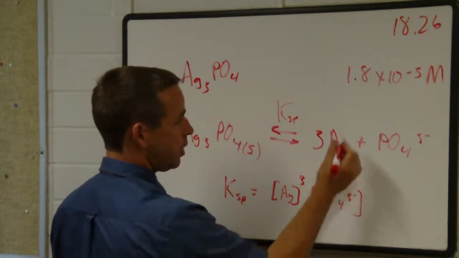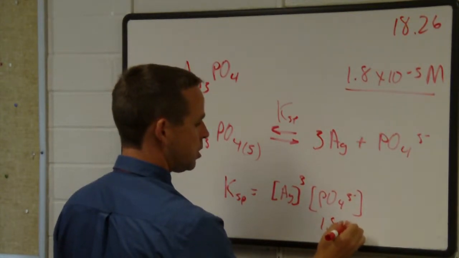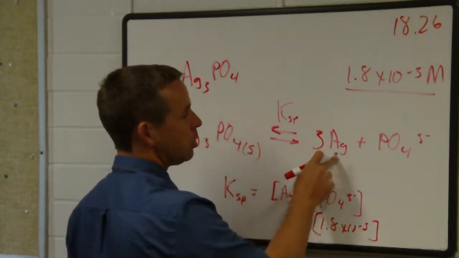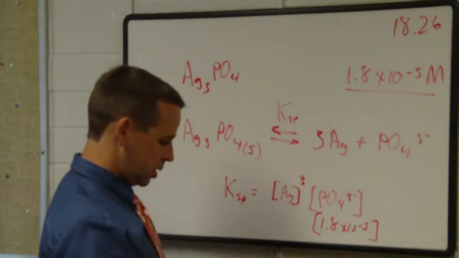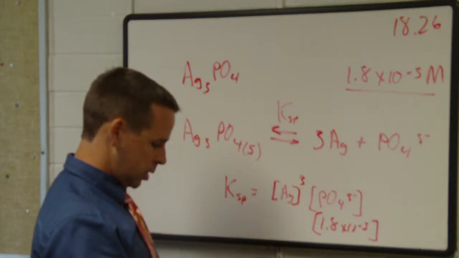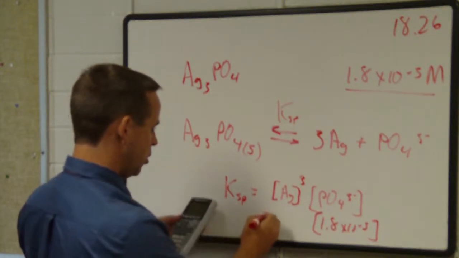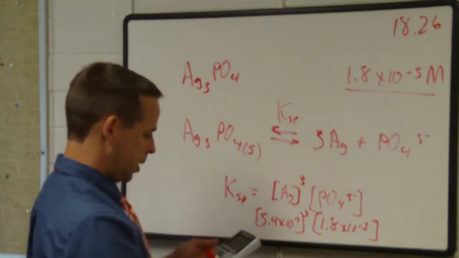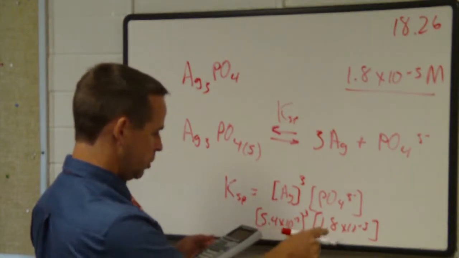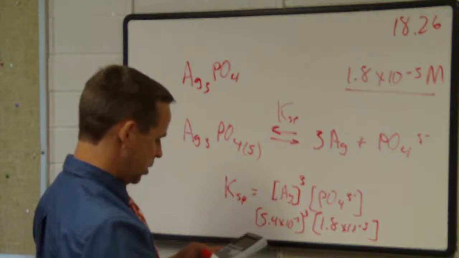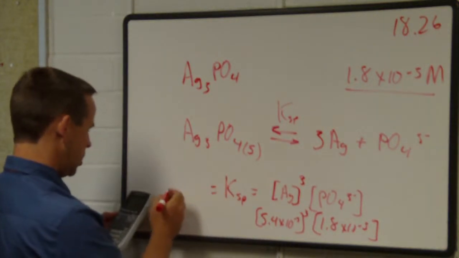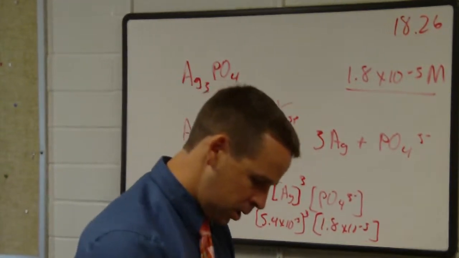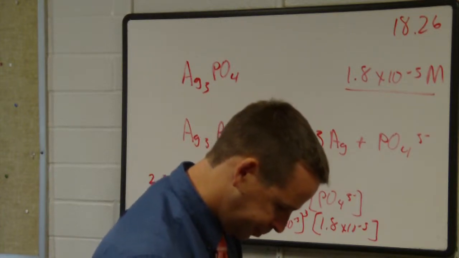That means the phosphate concentration will be equal to that, 1.8 times 10 to the minus 5. The silver ion concentration won't be equal to that. It'll be 3 times that. So if we put 1.8 times 10 to the minus 5 times 3, 5.4 times 10 to the minus 5, but we're also going to need to cube that. So we raise that to the value of 3, cube it, and then we multiply this times 1.8 times 10 to the minus 5, and that gives us a KSP value of 2.8 times 10 to the minus 18, and that should be the KSP that we're looking for, 1826.